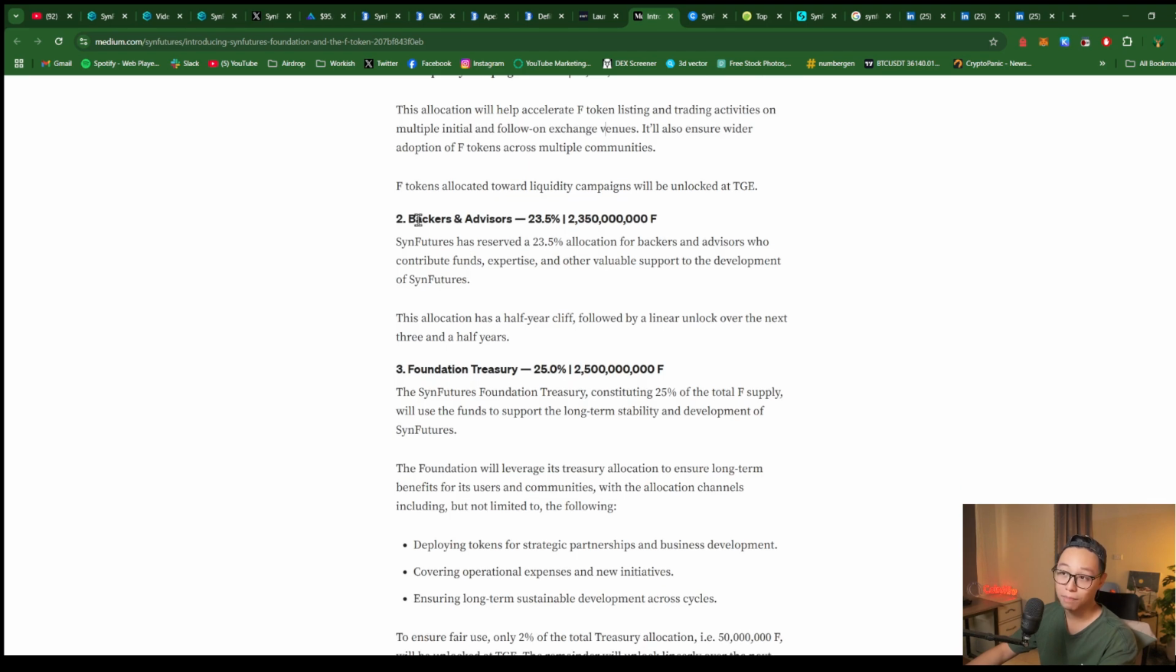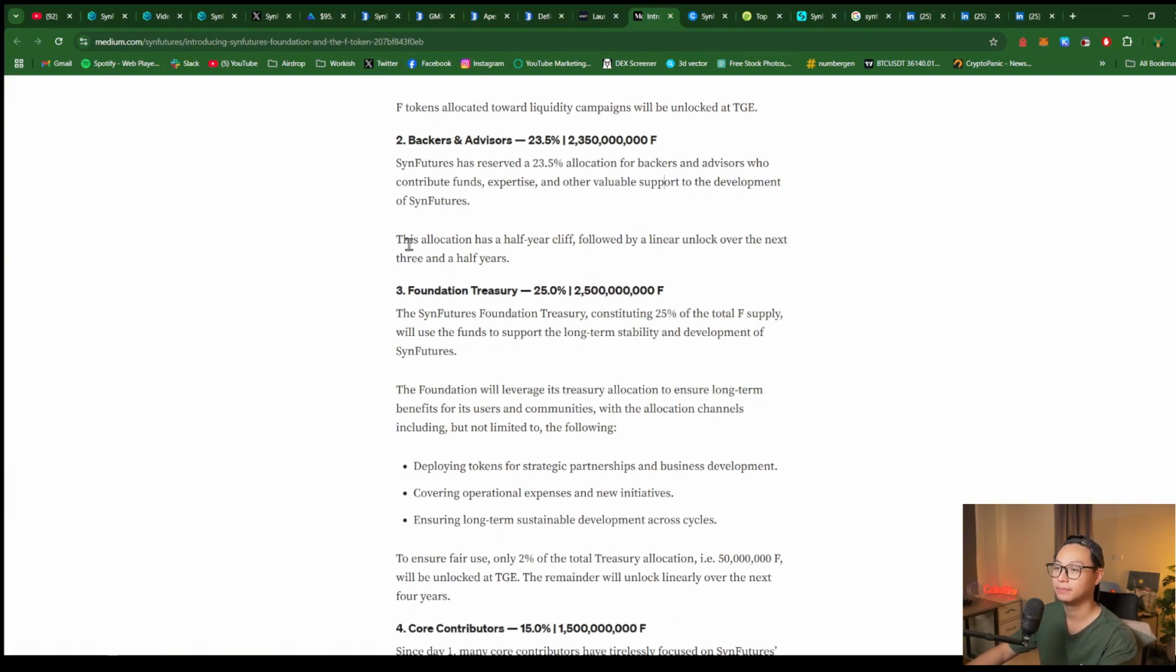And then the backers and advisors get 23.5%. Quite a lot. Again, I cannot argue. The allocation has a half-year cliff, unlike other projects where they lock it for like a year. SynFutures only locks for 6 months, all right, for the backers.